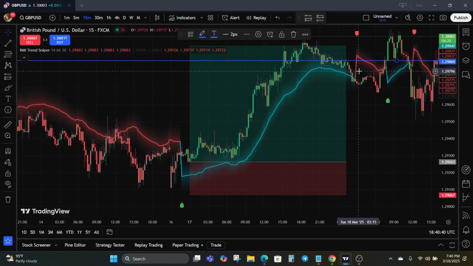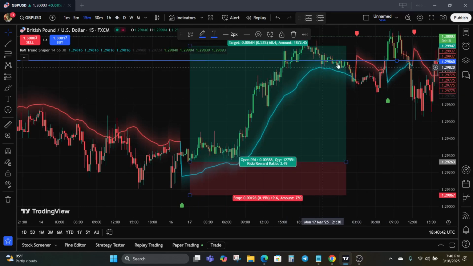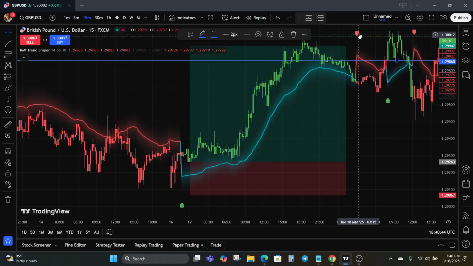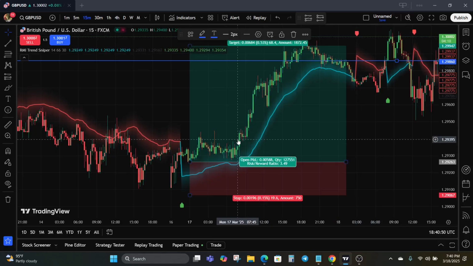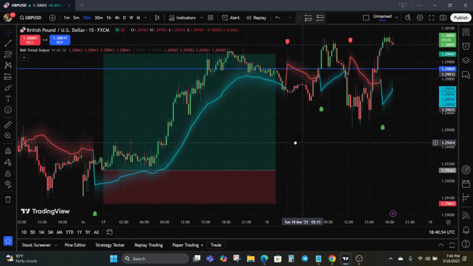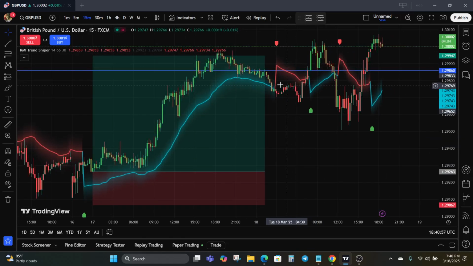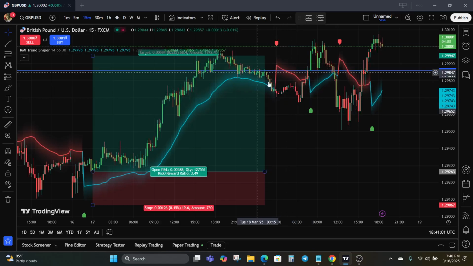And remember that a sell signal is going to be when the indicator changes to red and you have this red sign appear above the candlesticks. Okay, so it's quite easy. The red sign appearing above the candlesticks and the indicator changing to red is a sell signal, but ensure that price breaks below it.